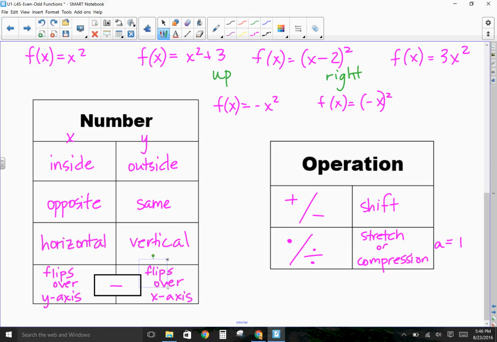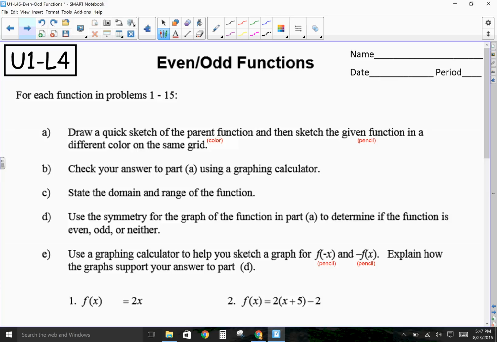Most of the stretches or compressions we talked about were a vertical stretch and a vertical compression. A stretch was if it was greater than 1. Think about pulling your head way up and making yourself real skinny. If it's less than 1, it's a compression, and that's when you push it down, and that makes everything wider. These rules are going to be helpful as we go through Lesson 4.